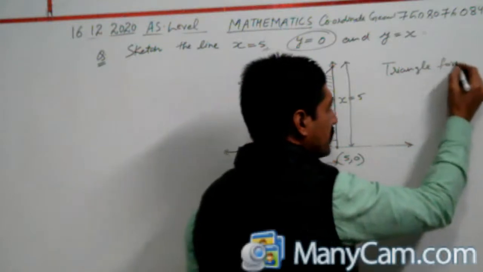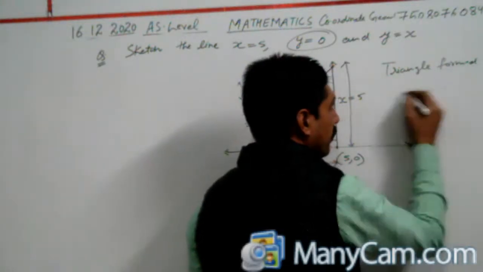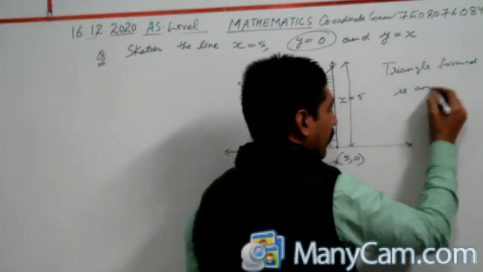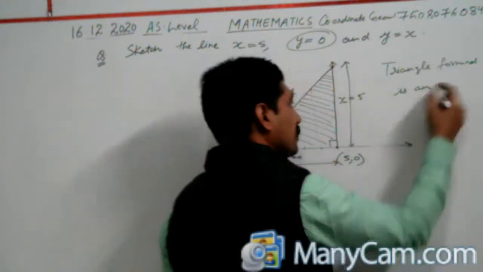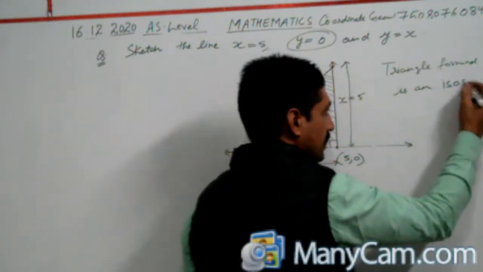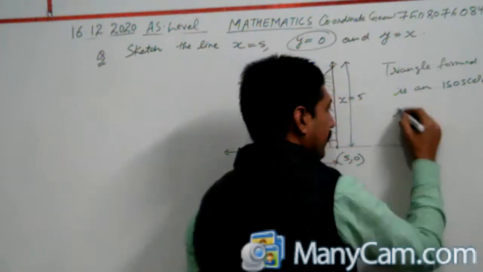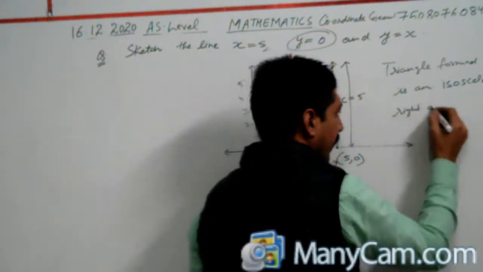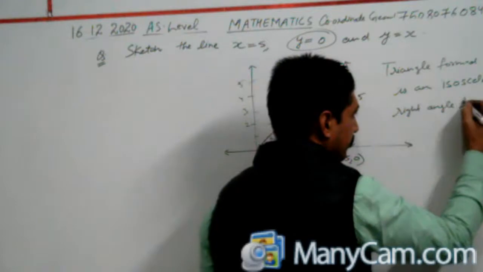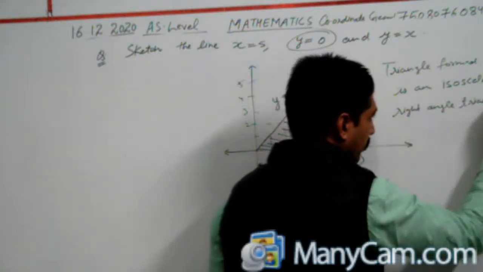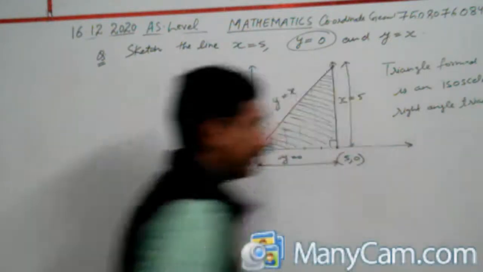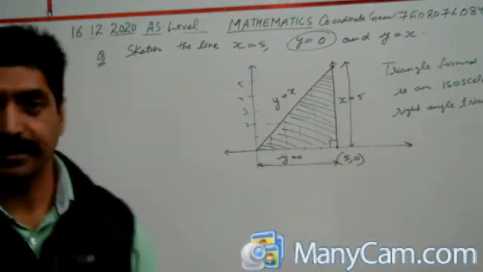So the triangle formed is an isosceles right angle triangle. Right? Then isosceles right angle triangle.